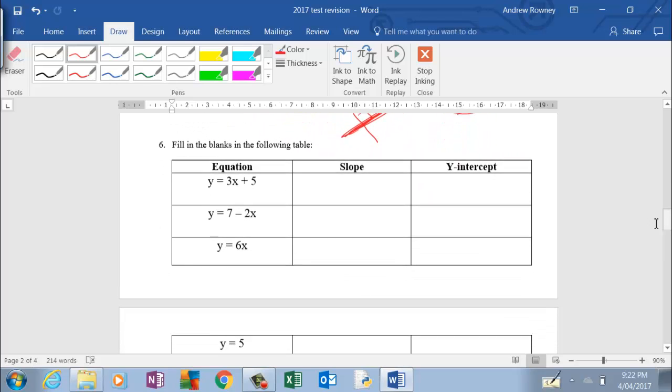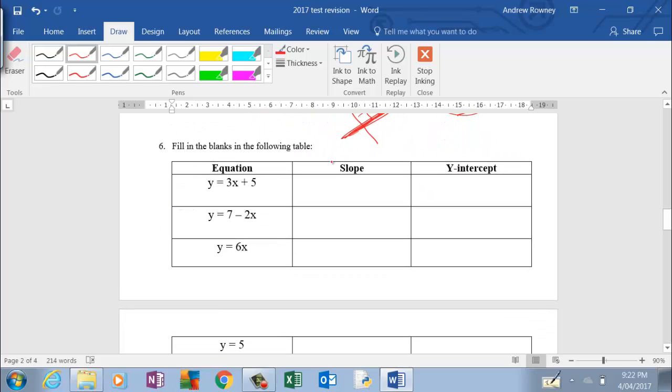Okay, fill in the blanks. This is based on the concept y equals mx plus c. The slope is in front of the x and the y-intercept is sitting off by itself. So the slope here is 3 and the y-intercept is 5. The slope here is minus 2 sitting in front of the x and the y-intercept is 7.